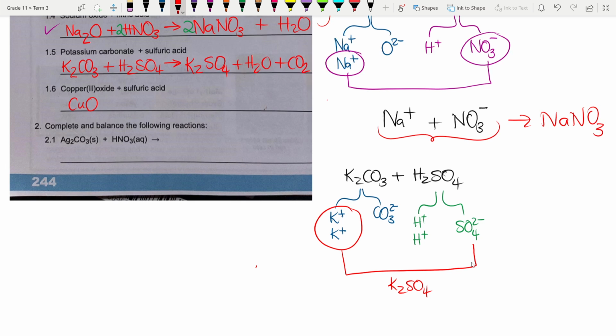Why? Because if I say it's copper 2, it means it's copper with a 2 plus. The reason why we have to specify is because we also have a copper that looks like this, copper plus, and that one will be Cu2O. That's copper 1 oxide. So the 2 basically explains this 2 plus here. Then because oxygen is also O 2 minus, they are going to match perfectly to become CuO. Plus sulfuric acid. What are the products?